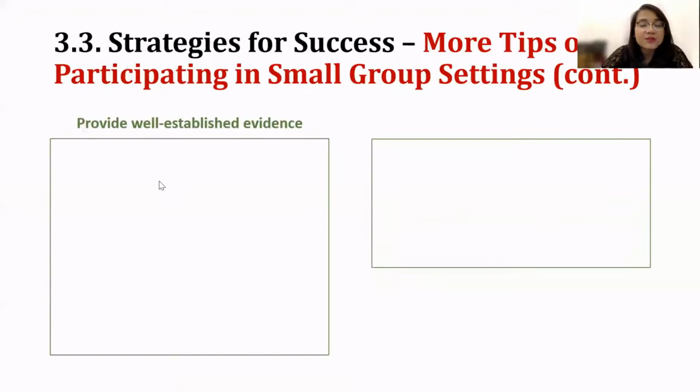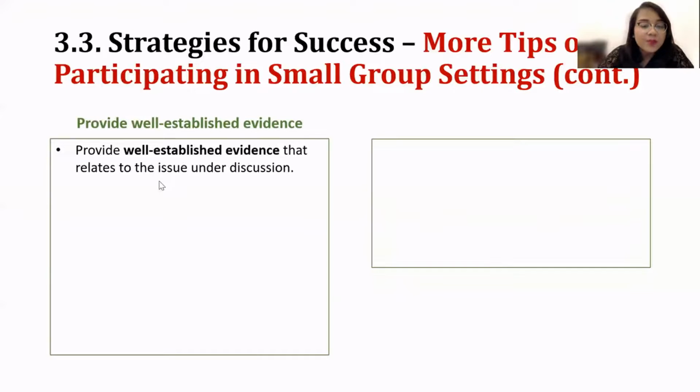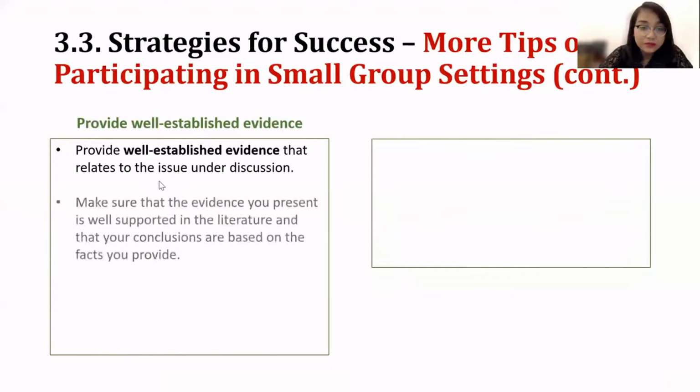Next strategy is provide well-established evidence. Provide well-established evidence that relates to the issue under discussion. Make sure that the evidence you present is well supported in the literature and that your conclusions are based on the facts you provide. So that's why, again, it's important to have some readings before the group discussion so that you have bigger knowledge, you have compiled more evidence, more proof, more facts. So you will sound more reliable and knowledgeable to your audience.